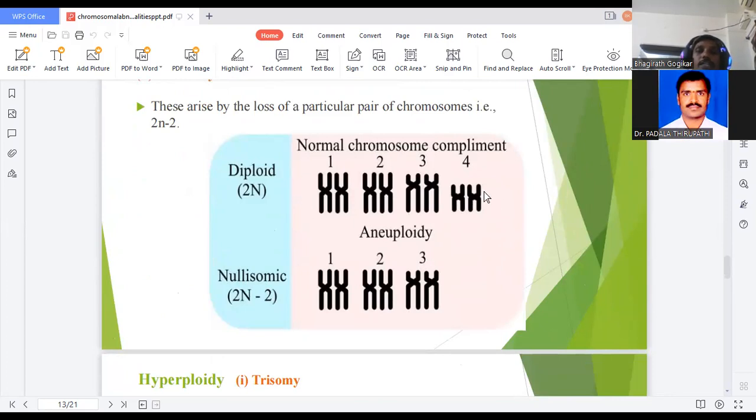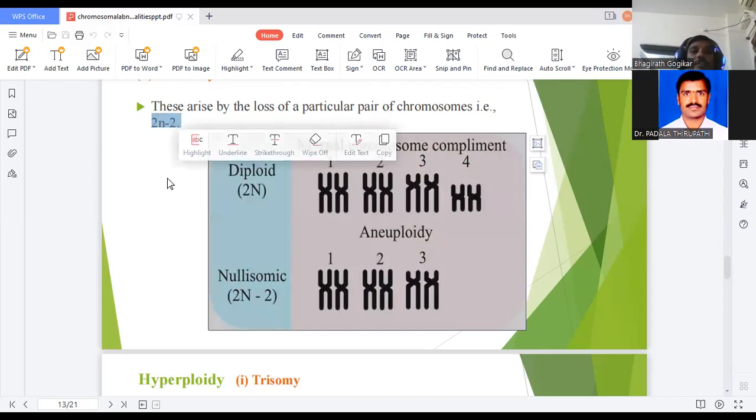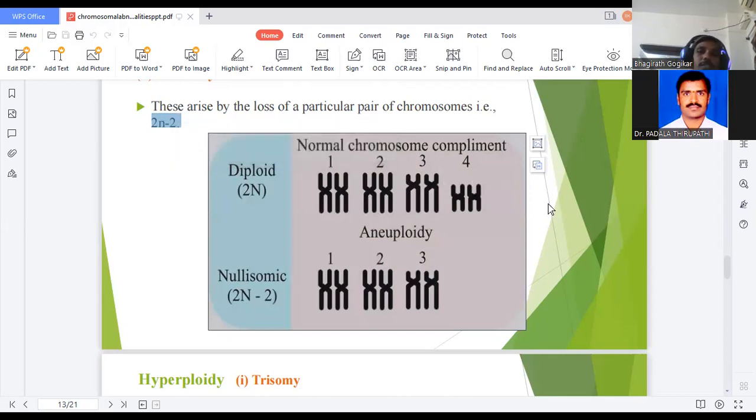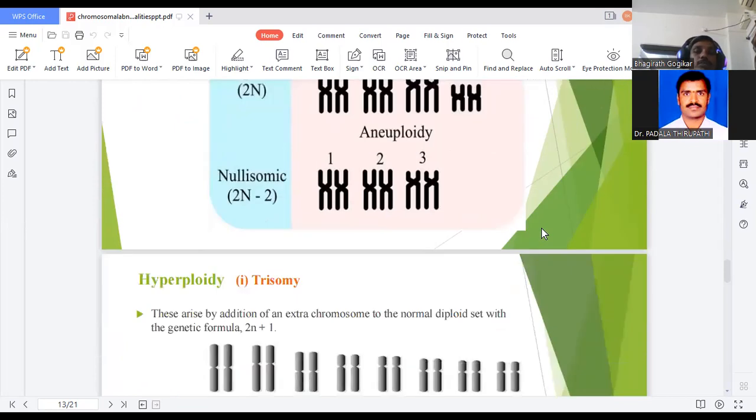This karyotype containing 8 chromosomes. 2n is equal to 4. But nullisomic, how many pairs are there? 6. Which pair is missing? 4th pair is missing. So that's why it is represented as 2n minus 2. Yes, exactly correct. So in this way, based on the diagram also you can explain the answer. Based on the diagram or karyotypic picturization, we can explain whether it is what type of aneuploidy, nullisomic or monosomic or trisomic.